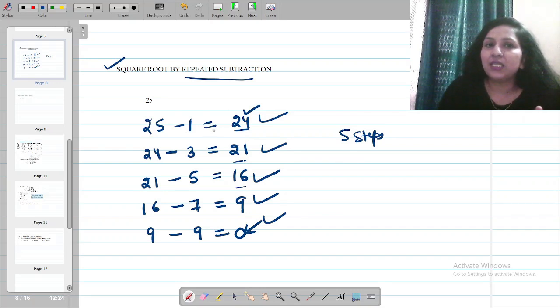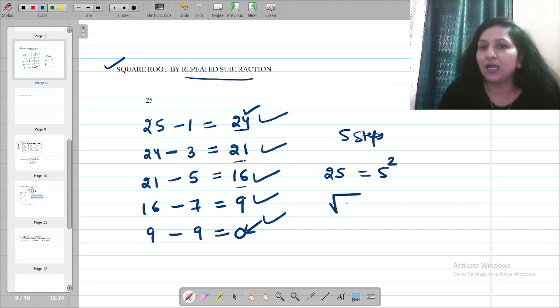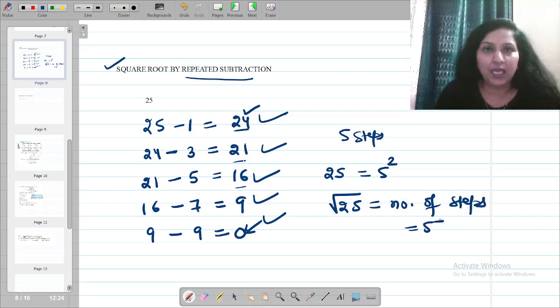So that means this number 25, it is the square of this 5, or we can say that under root of 25 is equal to the number of steps. And how many steps we have taken? Answer is 5. ठीक है, you can do this for other numbers as well. Just keep subtracting 1, 3, 5, 7, 9, 11 accordingly and count the number of steps. जितना भी step होगा, that is your under root. This is repeated subtraction method.